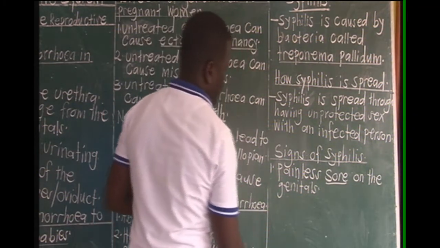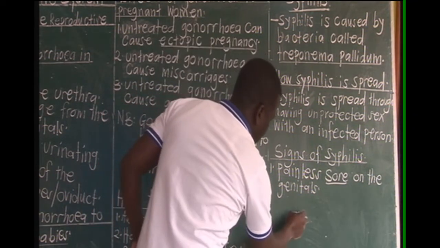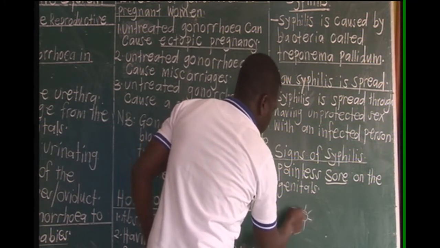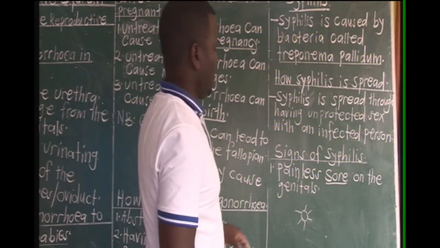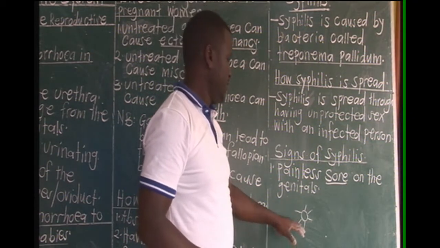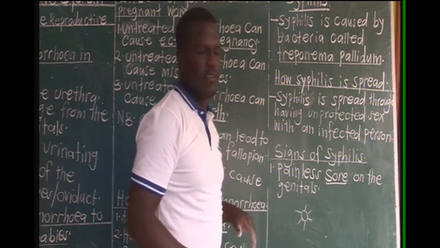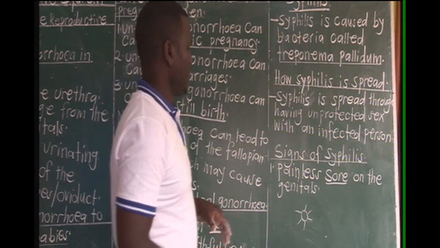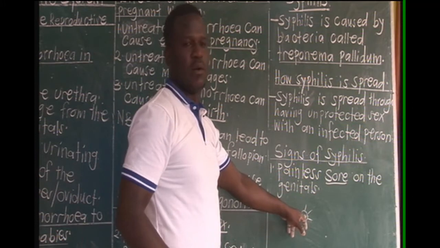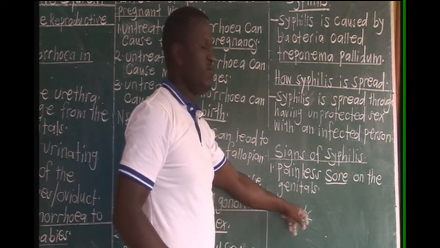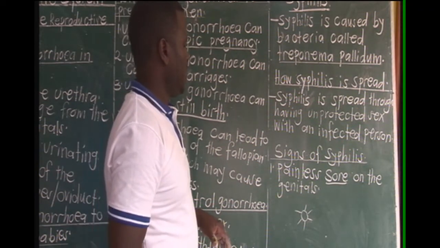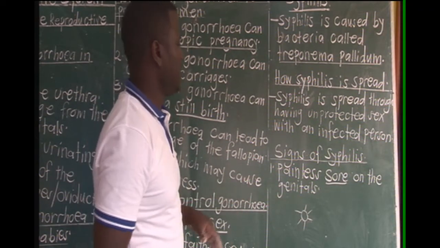And if you're a man or a boy with syphilis, you'll have something like this. Something like a star will appear on your penis. Then after some days, it disappears. So this is the sore we are talking about. This sore will have the bacteria that cause syphilis. But after a few days, it disappears.